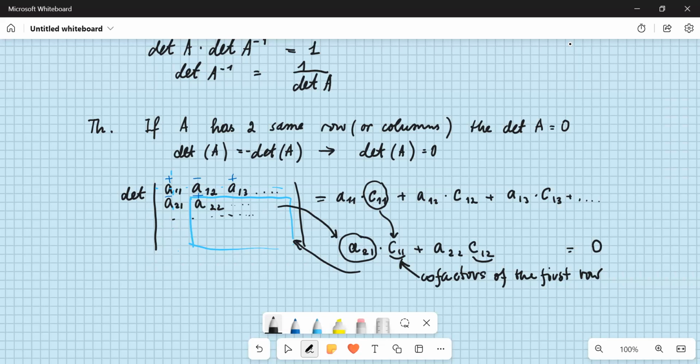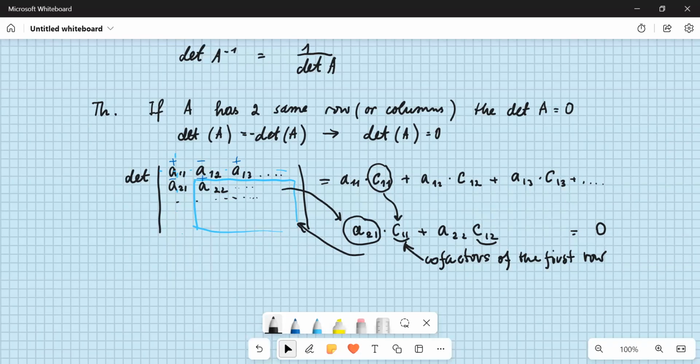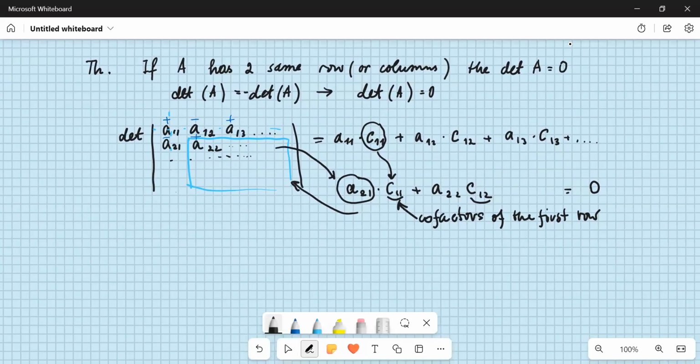So if cofactors of the first row are multiplied by anything but the first row elements, the determinant is going to be equal to 0, or this sum is going to be equal to 0, because when multiplied by the first row this sum is actually going to be the determinant. So this is the first fact. We are going to use it to prove something for the inverse.